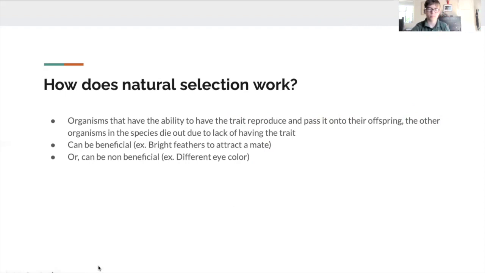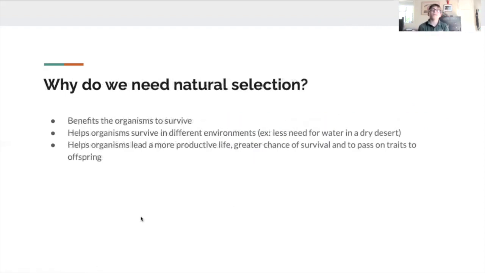Yeah. So why do we need natural selection? Why do we need it to survive? That's the question here. So natural selection benefits organisms to survive. Basically, if you have the gene, then there's a way higher chance of you surviving rather than dying before you get a chance to pass it on to your offspring. So natural selection also helps organisms survive in different environments.